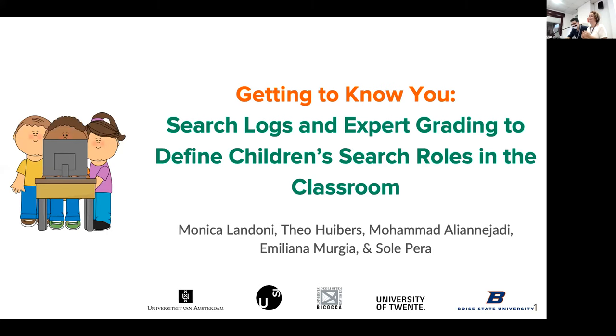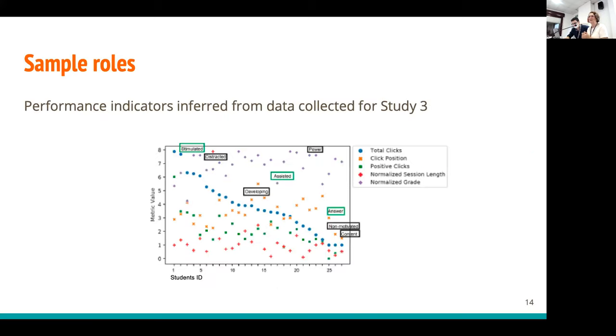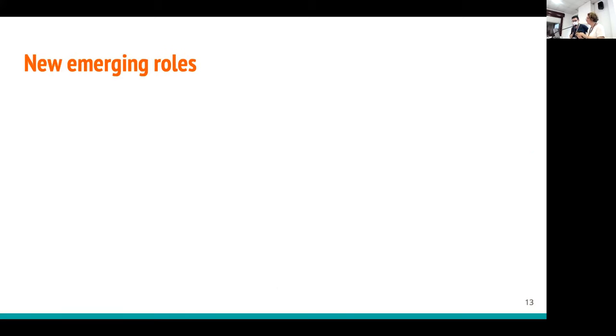Almost there. But while we couldn't really find the seven roles as in the original study by Alison Druin, we saw three more emerging. So one is really based on the power and content together that we called answer searcher. We saw that some of the children were very motivated by the extrinsic motivation of the teacher giving them a good grade. So they were really struggling to find the answer, even if they were not perfect.